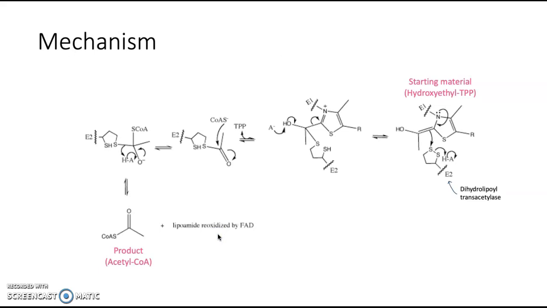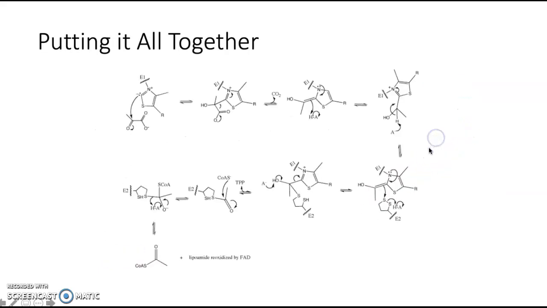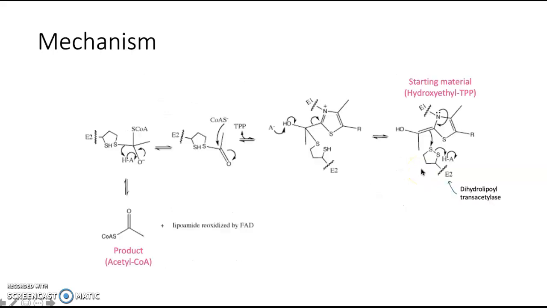So now finally the mechanism. Oddly, this mechanism is drawn from right to left, so I've labeled the starting material and the product just to clarify what's going on. Like I mentioned earlier, we are starting with hydroxyethyl-TPP. And this sounds complicated, but we can actually see why it has that name pretty easily.